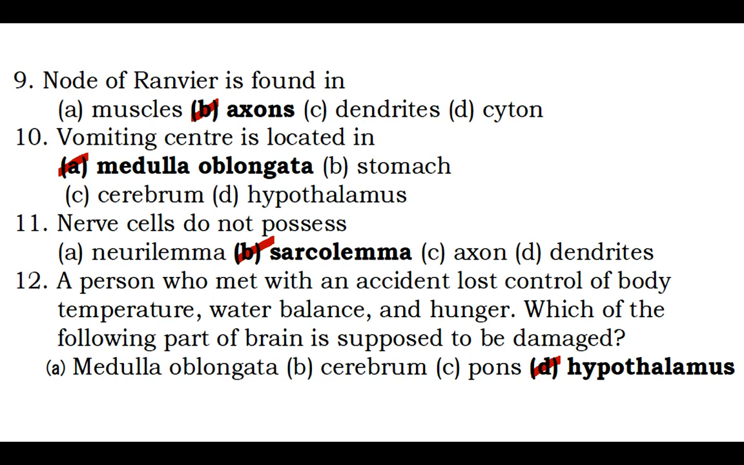Question number 12. A person who met with an accident lost control of body temperature, water balance and hunger. Which of the following part of brain is supposed to be damaged? Option D, hypothalamus.